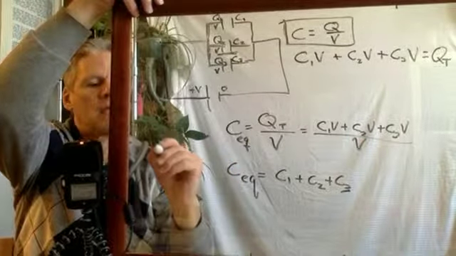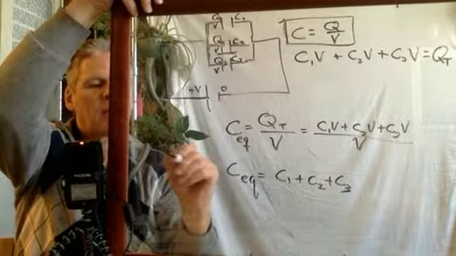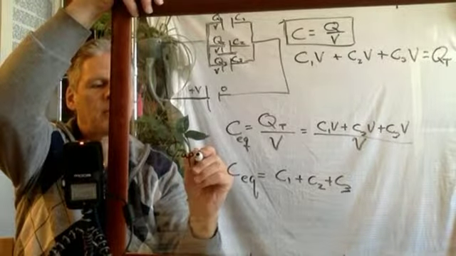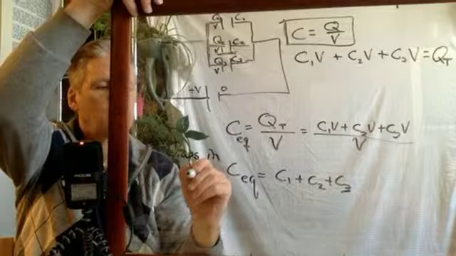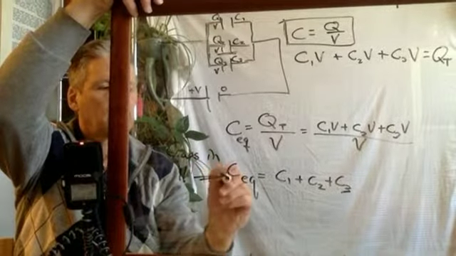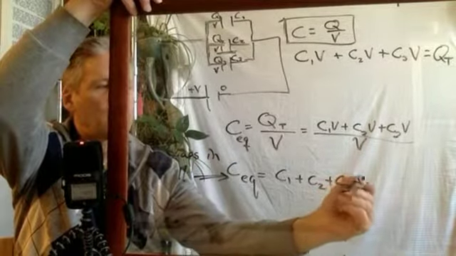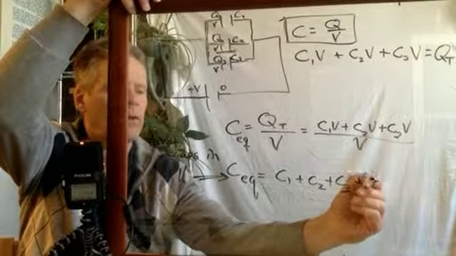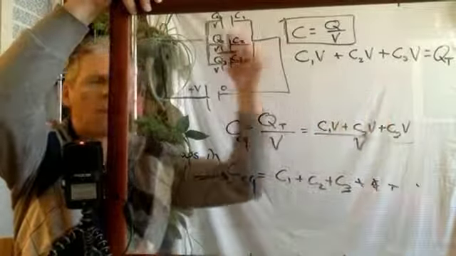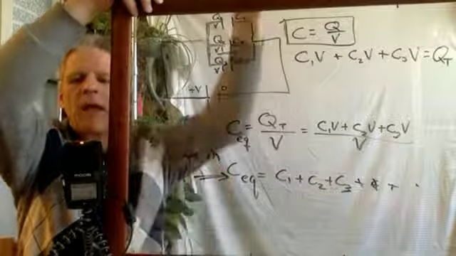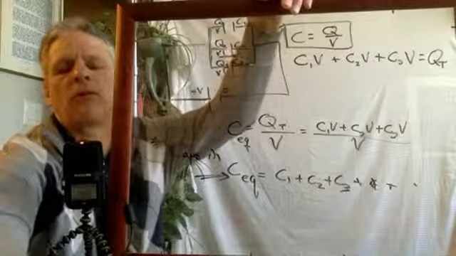So I'll just say capacitors in parallel, this is the equivalent. And you can see quite easily that this would be plus, plus, plus, however many capacitors you had in parallel. All right, that's how you add up capacitors in parallel.